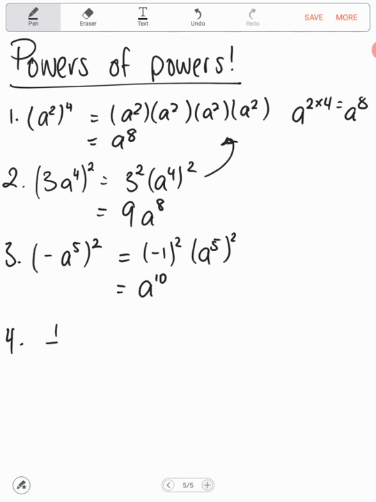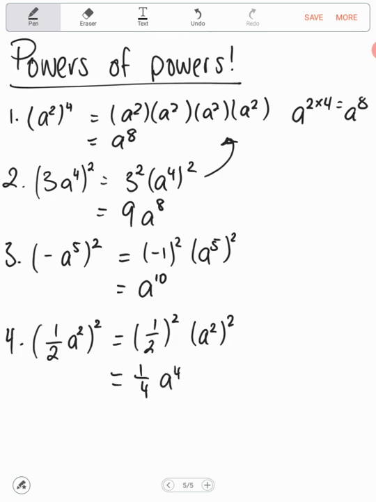Let's do a fraction. Okay, so what if we have 1/2 a squared, and let's square this. So we're going to have to do 1/2 times by itself. And we're also going to have to do the a squared, square it again. So what's 1/2 times 1/2? Well, that's a quarter. Okay? And then we have a to the 4. Simple enough? I hope so.